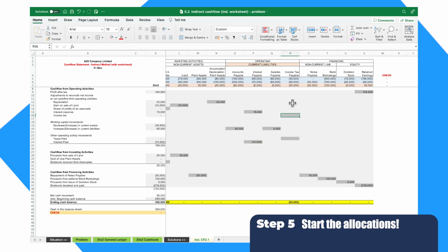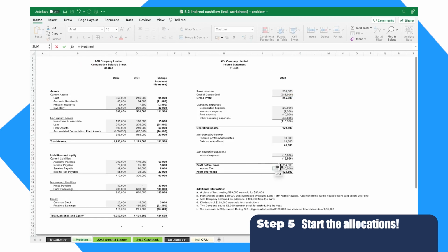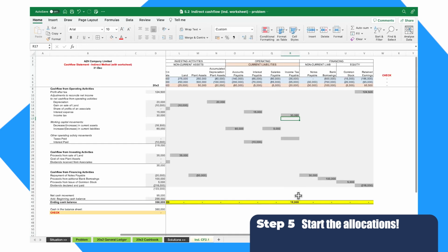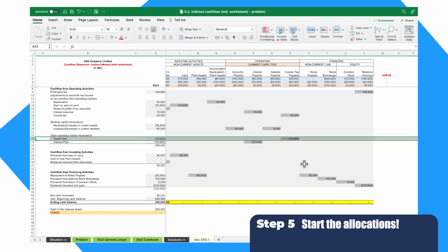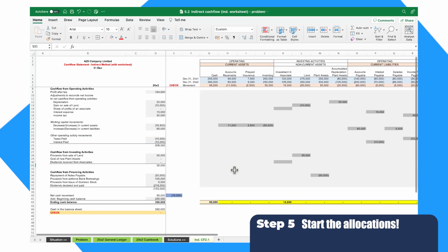And for the income tax payable, it increased by 20,000, which is composed of the income tax expense that we have in the income statement. And the net movement that we have to allocate still is 10,000, which we already know from the part 2 that it is the tax paid during the year. You see that was very fast, and now we only have to do the investment in associate.